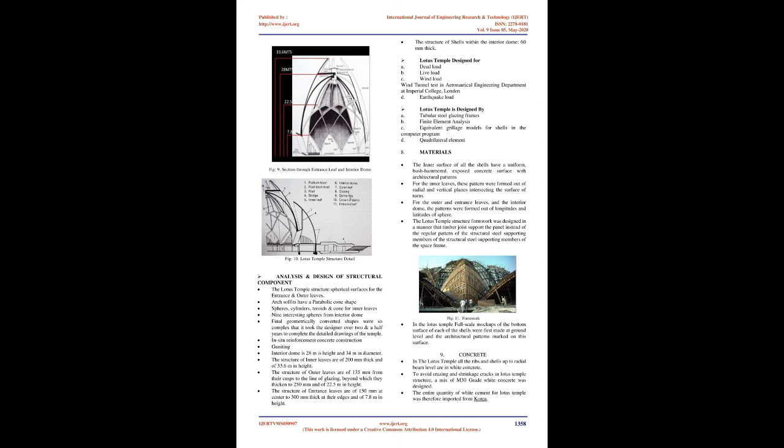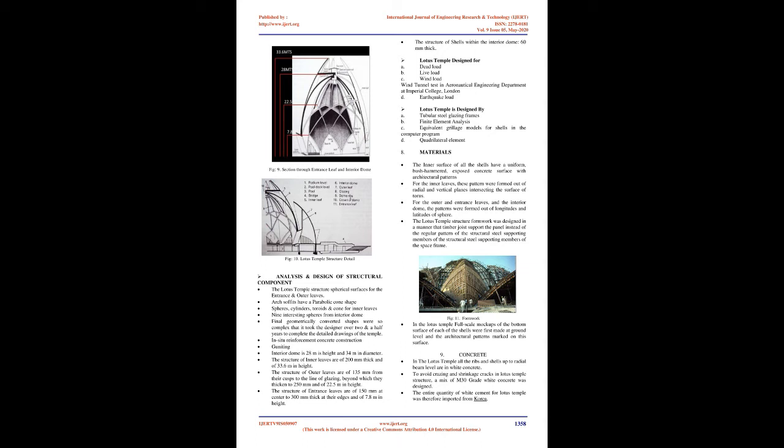Analysis and design of structural components. The Lotus Temple structure uses spherical surfaces for the entrance and outer leaves. Arch sockets have a parabolic cone shape. Spheres, cylinders, toroids and cones are used for the inner leaves, and 9 interesting spheres form the interior dome. The final geometrically converted shapes were so complex that it took the designer over 2.5 years to complete the detailed drawings of the temple. In situ reinforced concrete construction.